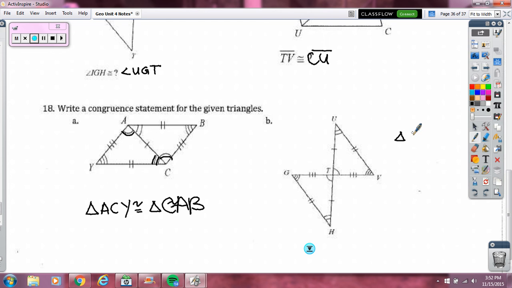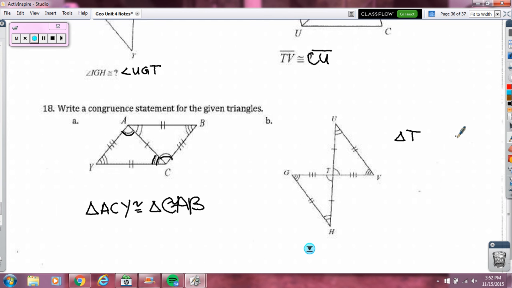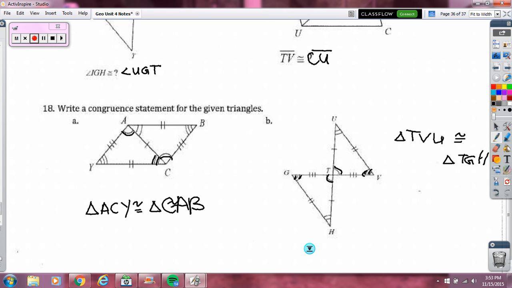So let's maybe start with T. Both have one little mark. V has 3 little marks. G has 3 little marks. And then U and H are the other angles.